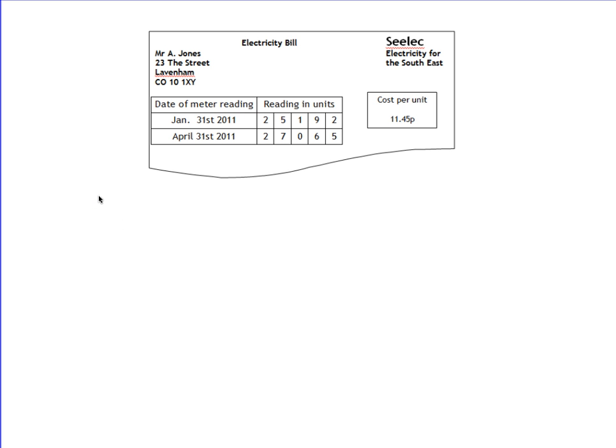Okay, we're looking at an electricity bill here. So the meter starts from the value at the top in January, and then it gets to this value afterwards. So we use the gap between the two.